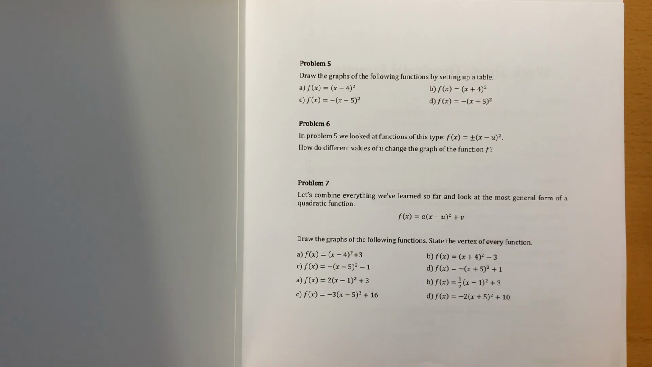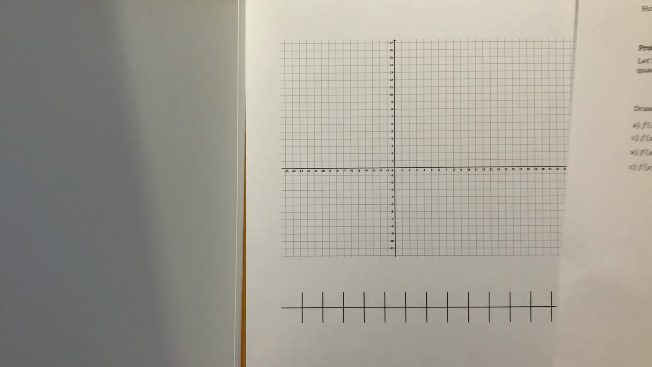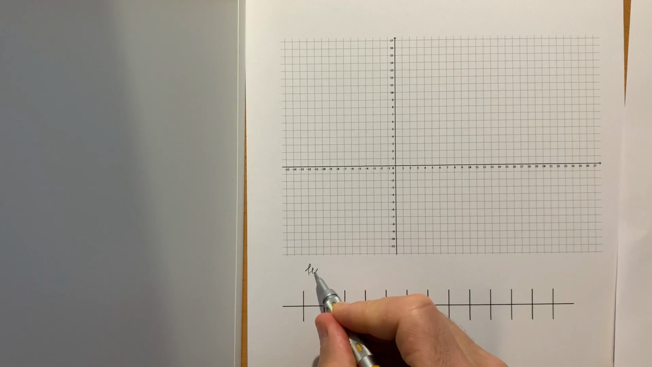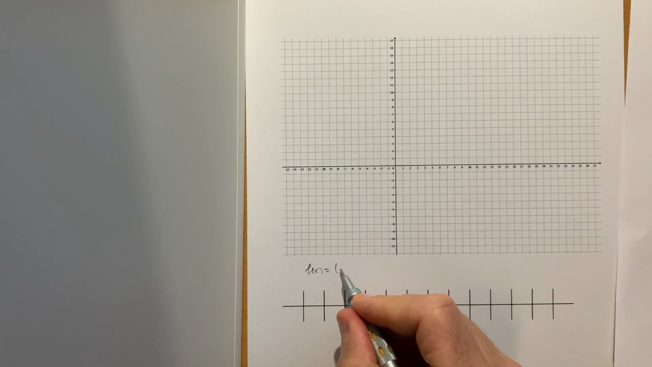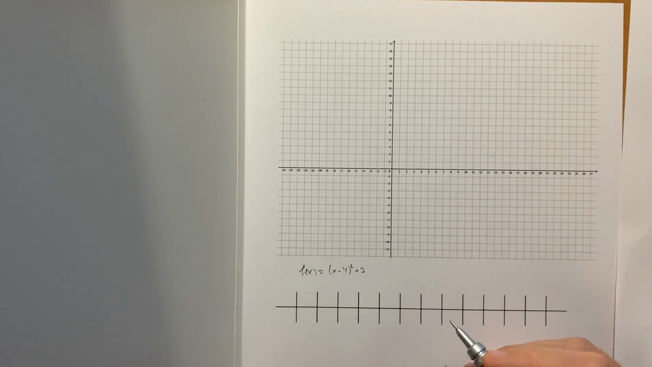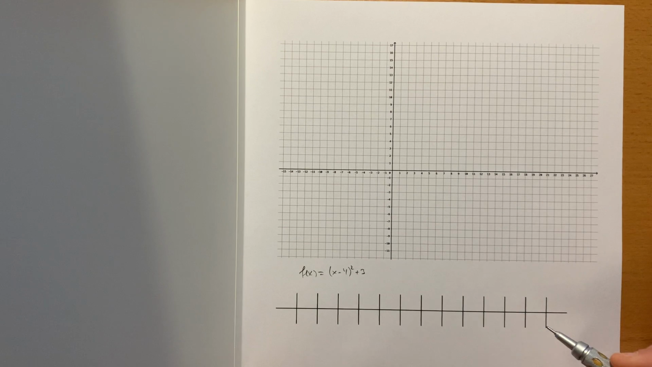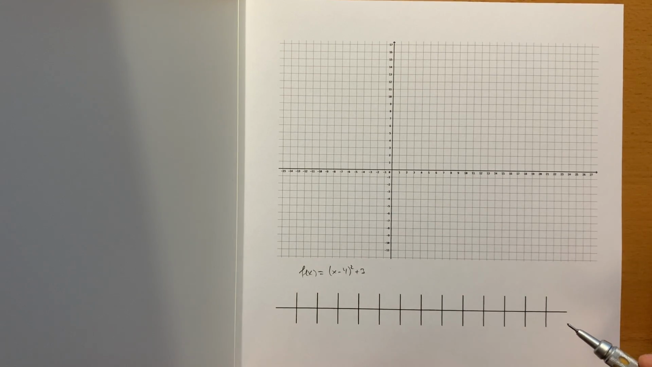Hi, I'm Mr. Huber, and in this video I would like to talk about problem 7a. That's the function f of x is equal to (x minus 4) squared plus 3. Now look, I first do it without a table, and then in order to check, I'm going to work out a few numbers in the table.